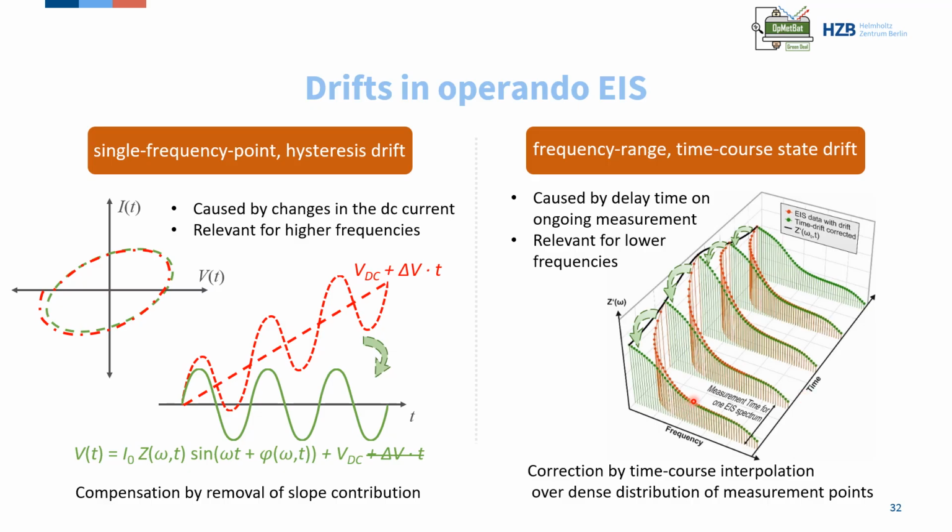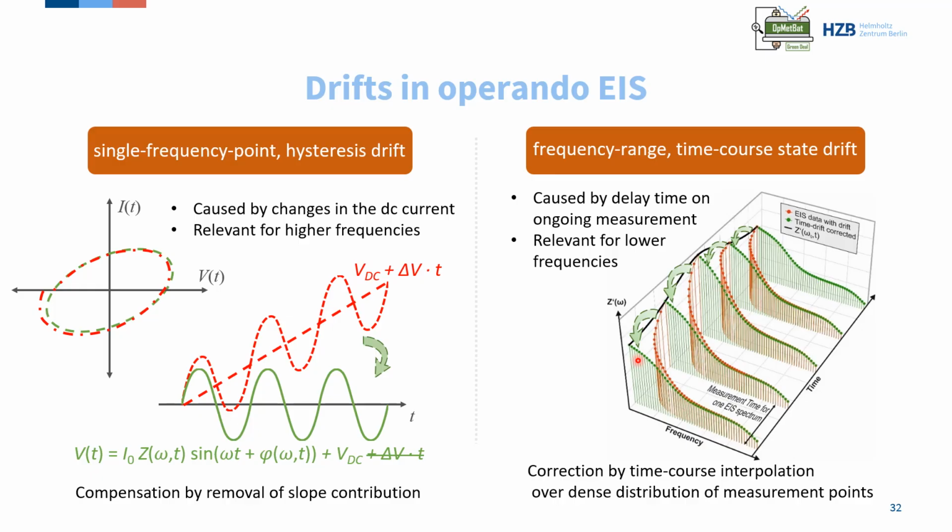And in red, we can see that the time when the points are recorded is deviating more and more from the beginning of the measurement. For the correction of the delay time, a time course interpolation is made by using a dense distribution of measurement sets, so that the points of other measurements at the same frequency can be used to interpolate the impedance values to the time when the measurement was supposed to start.